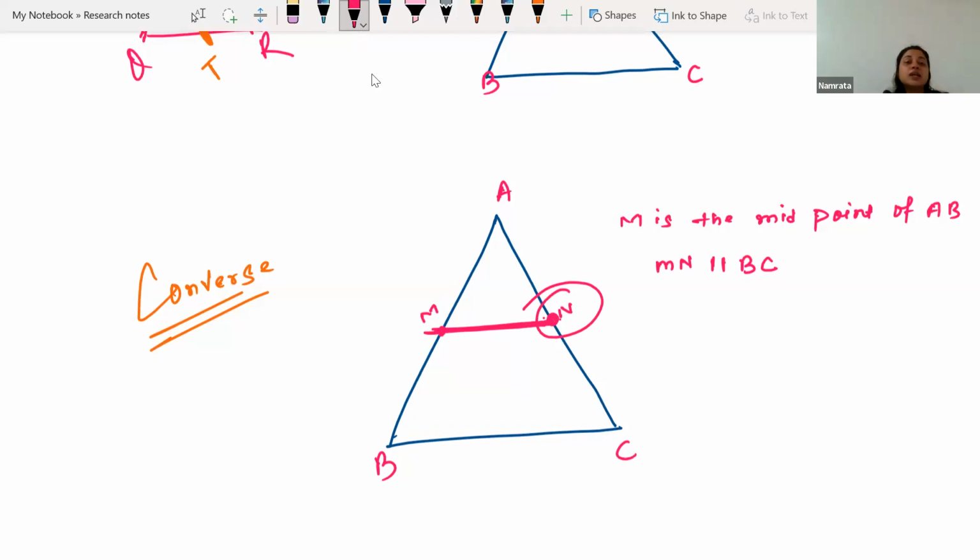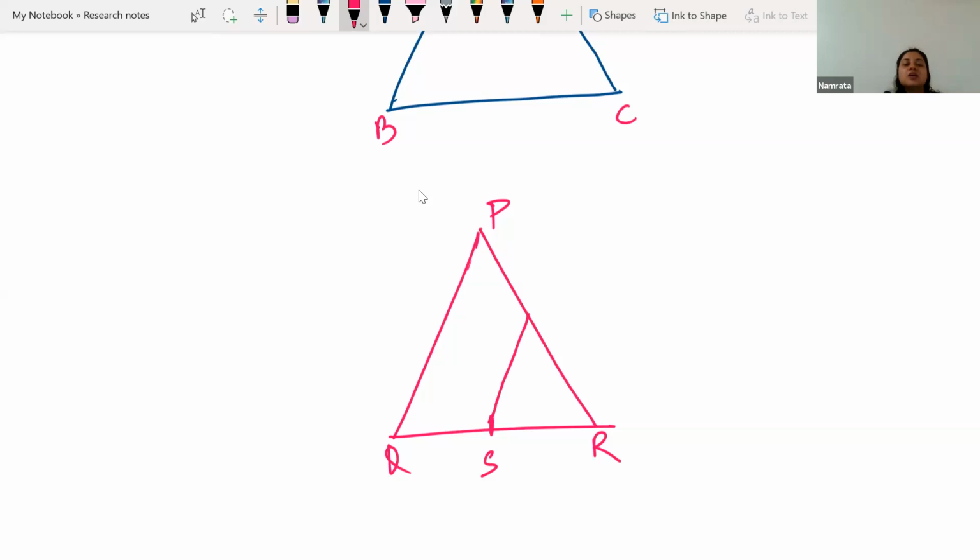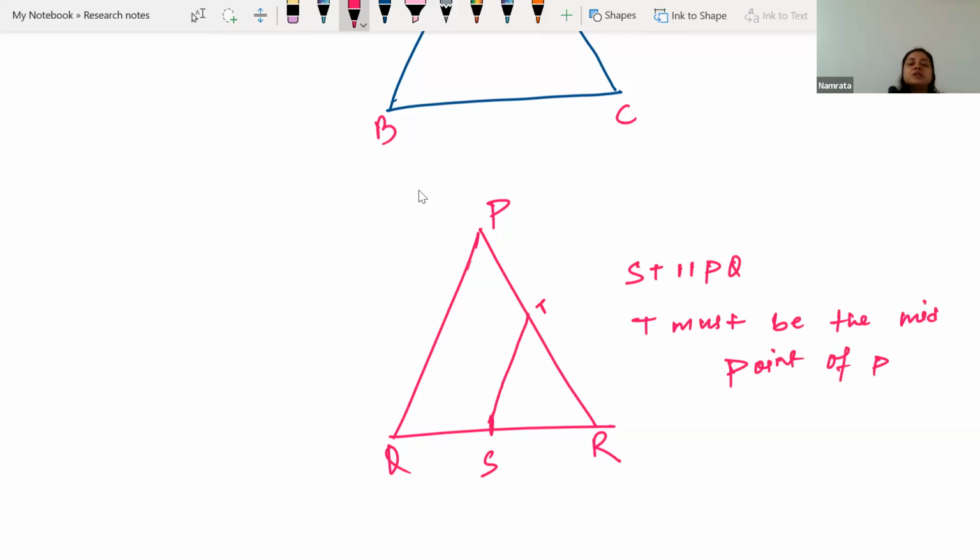Let me explain it a different way also. If you have a triangle, let's say PQR, you take the midpoint of one of the sides, here let's say this side. Through this midpoint you draw a line, and if that line is parallel to one of the sides, let's say ST, you have drawn parallel to PQ, then T must be the midpoint of PR. This is what the theorem says.